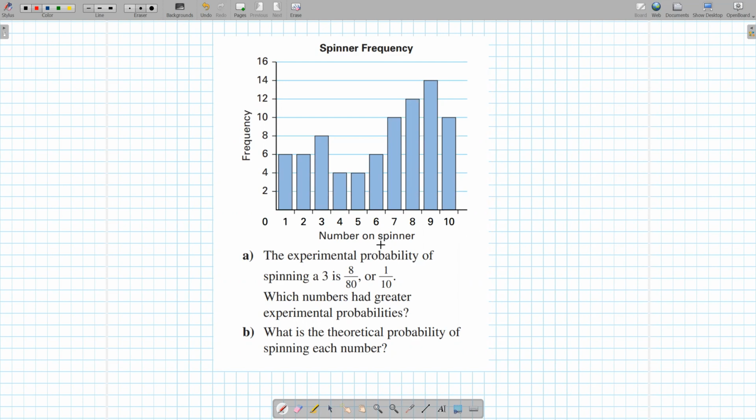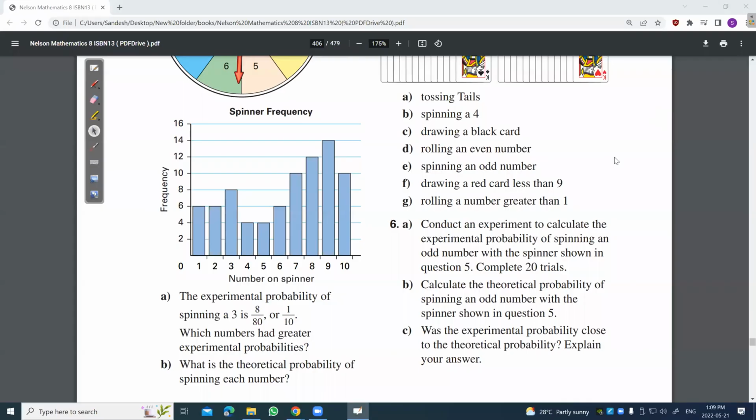Yeah, there's more than one. So basically, actually, no, you're right. I'm looking at the wrong thing. 8, you're right. There's only 9. Only 9 had more, everything else had less. B, what's the theoretical probability of spinning each number? It's kind of given in the question. It's 1/10, yeah? Because there's 10 numbers and you can only roll one at a time.